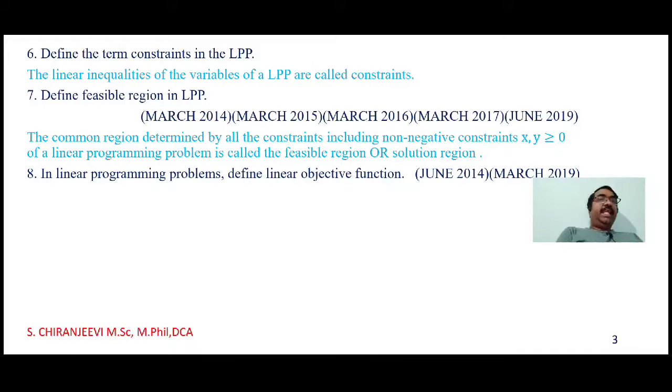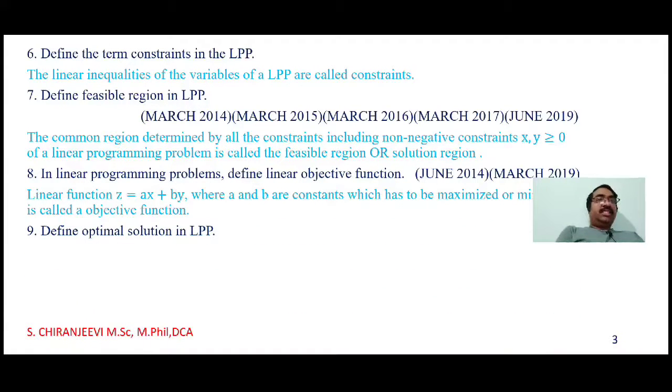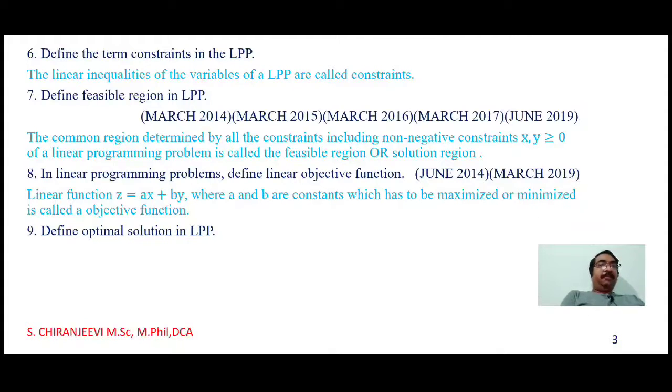Eighth one, in linear programming problems, define linear objective function, which was asked in the years June 2014 and March 2019 for 1 mark. The linear function z equal to ax plus by, where a and b are constants, which has to be maximized or minimized, is called an objective function. See here, the linear function z equal to ax plus by, where a and b are constants, which has to be maximized or minimized, we call it an objective function.